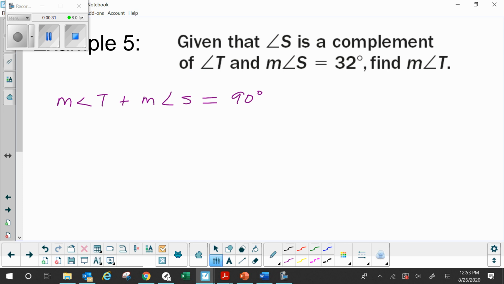You know that the measure of angle S is what? 32. So what plus 32 equals 90? 58.